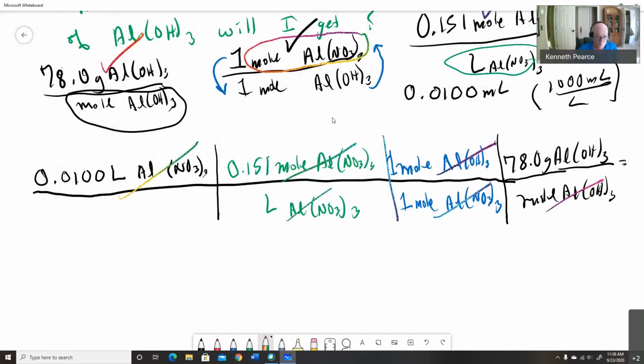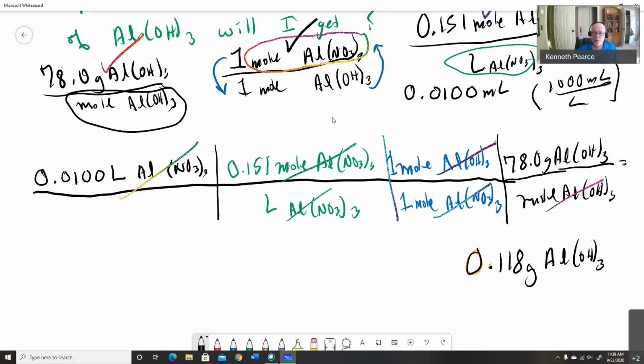So this whole problem here is an example of one of our key skills that we need to be able to do. Times 78, and I get 0.118 grams of aluminum hydroxide as a precipitate. And matter of fact, we're going to do a lab where we do this very thing. From a sodium compound, we're going to be producing a calcium compound, and we have to calculate how much we get. So these are two major skills.